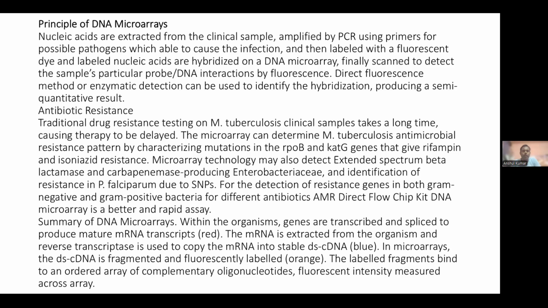This can be overcome through the DNA microarray technique, and the best thing is that it determines the Mycobacterium tuberculosis antimicrobial resistance pattern by characterizing mutations in the RPOB and KATG genes that give rifampin and isoniazid resistance. So if we directly study the genes RPOB and KATG, in which, if any mutations take place, then the major drugs of tuberculosis, rifampin and isoniazid, are resisted. So it can be easily identified.